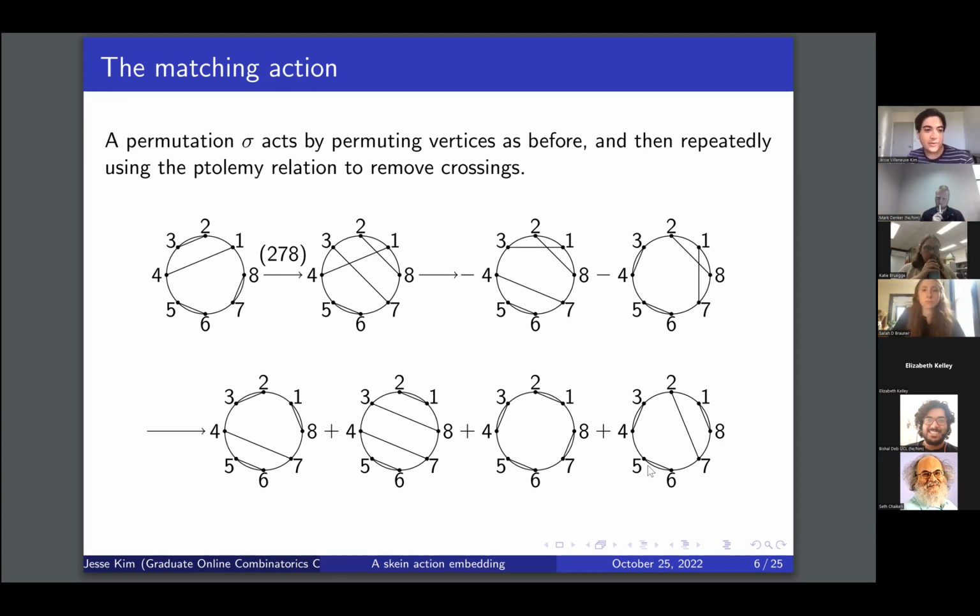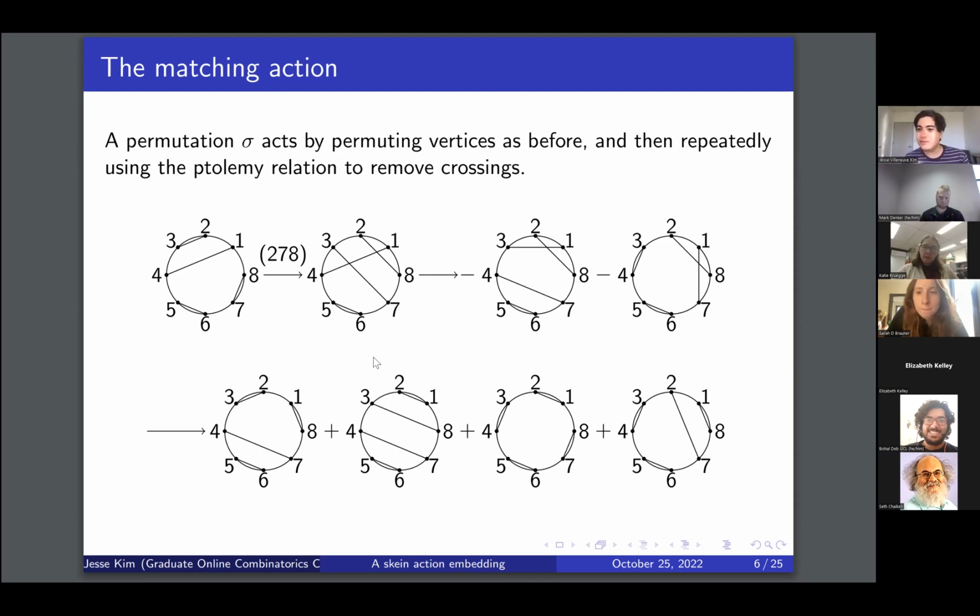Yes, it is. The question in the chat was, is every matching equivalent to a sum of non-crossing matchings modulo the Ptolemy relations? And the answer is yes. The way to see that is because every time you apply one of these Ptolemy relations to get rid of a crossing, the total number of crossings in your diagram will go down. So if you apply it enough, you're going to end up with 0 crossings.